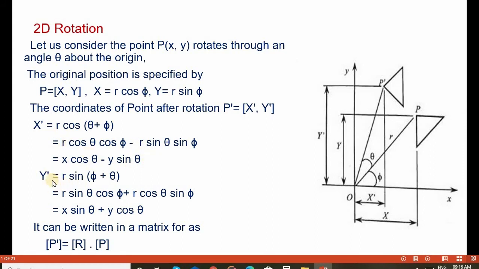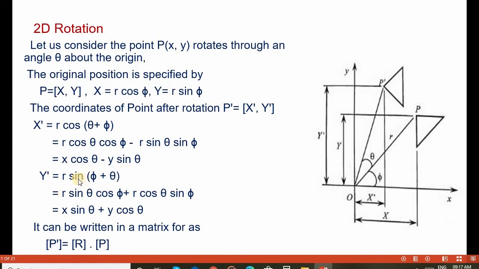Similarly, for y dash in the y coordinate system, y is r sin phi. So we can add theta in the y axis, and we will get the new rotated y dash coordinate. The object has been rotated, so the y coordinate is r sin (phi plus theta). We are adding theta to phi in y equals r sin phi, so we get r sin (phi plus theta).